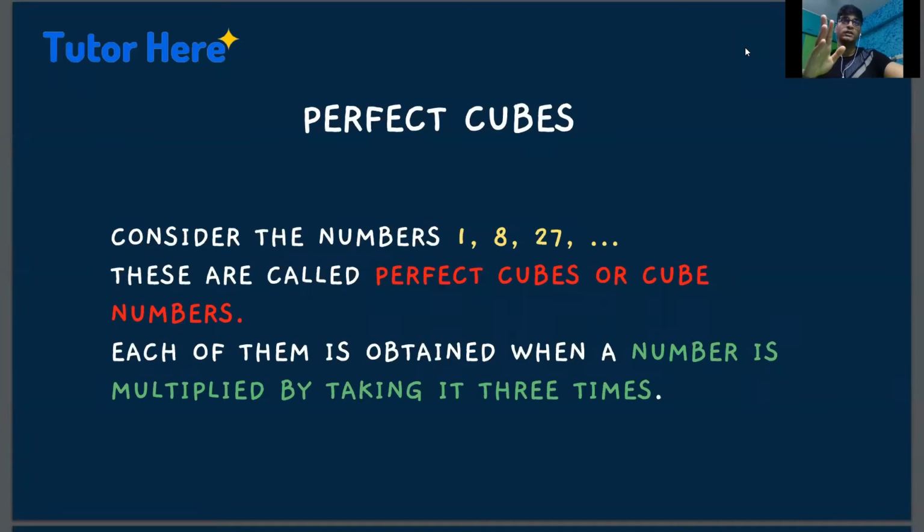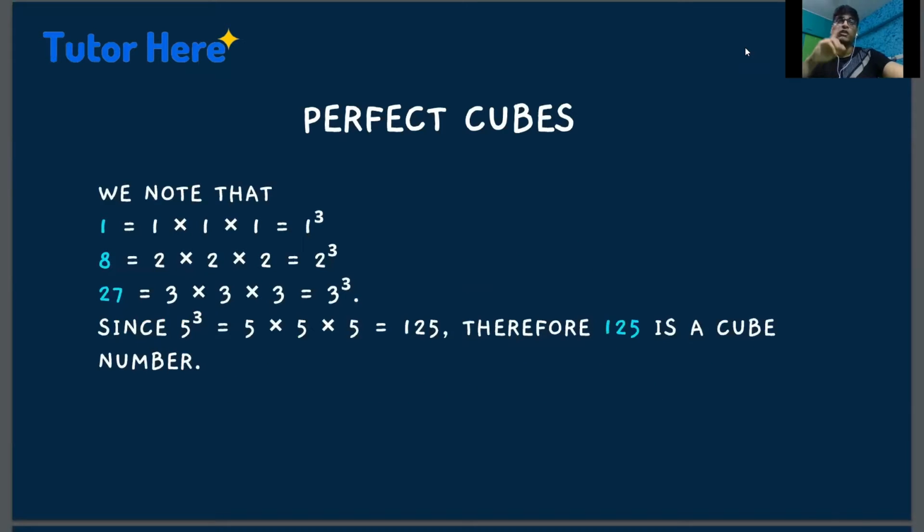Perfect cubes. Consider the numbers 1, 8, 27 and so on. These are called perfect cubes or cube numbers. Each of them is obtained when a number is multiplied by taking it 3 times. For example, 1 is equal to 1 into 1 into 1. 8 is equal to 2 into 2 into 2. 27 is equal to 3 into 3 into 3, and so on and so forth.